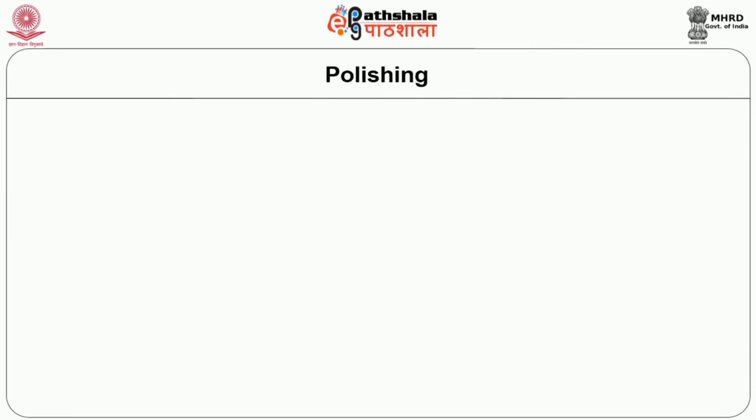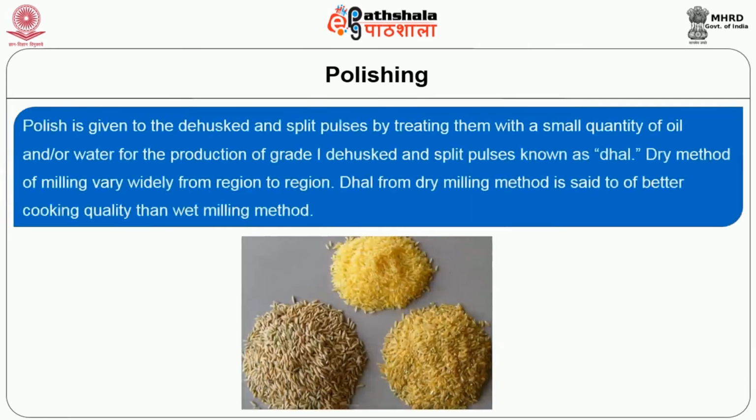The next one is polishing. Polishing is given to the dehusked and split pulses by treating them with a small quantity of oil or water for the production of grade 1 dehusked and split pulses, which are commonly known as dal. Dry milling varies widely from region to region. Dal from the dry milling method is said to have better cooking quality than from the wet milling method.